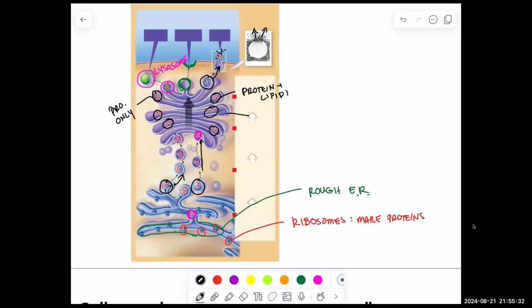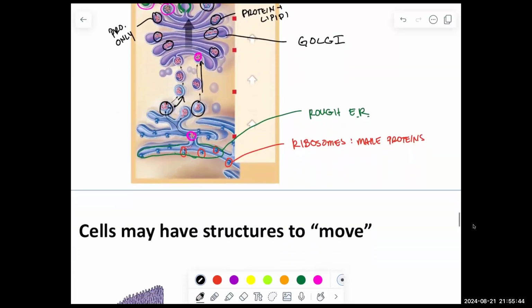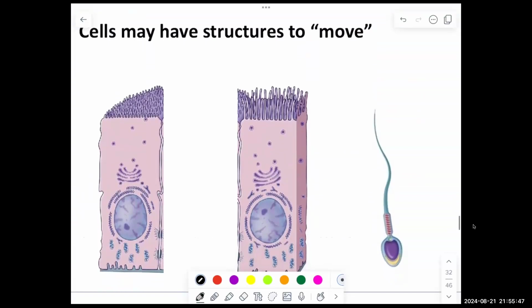I didn't label that one, so let's label it. Cells have a bunch of structures to move. Okay, so cells, even though they're stationary in tissues, they have to be able to move stuff. This is the classic one that people understand very easily. What is that on that cell? What is that structure called that helps it move? Flagellum. The only one in the human cells that has a flagellum is the sperm cell. Okay.